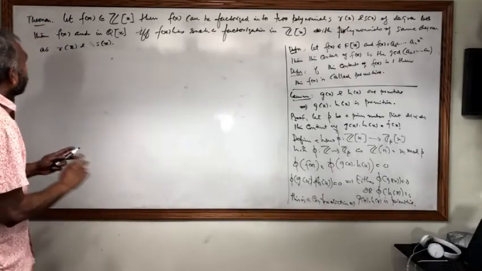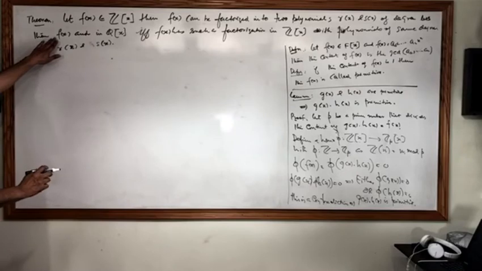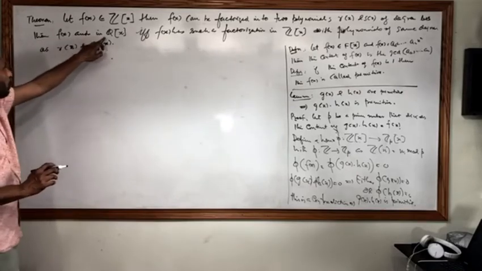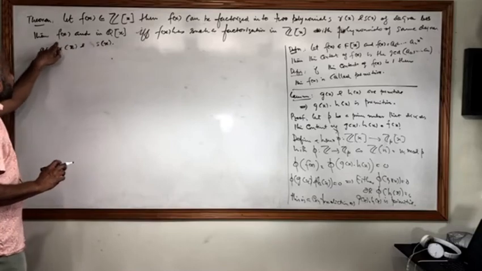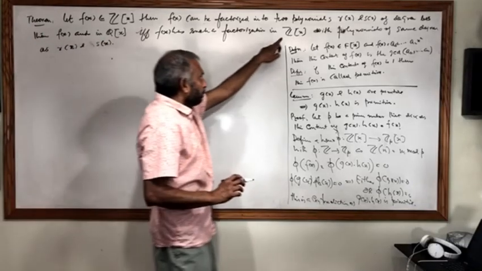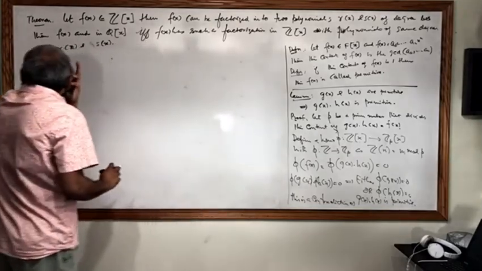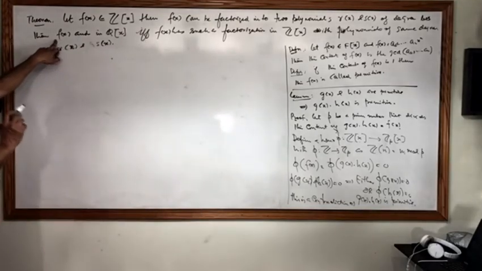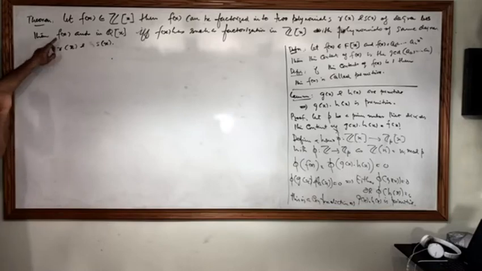Now let us come to the main theorem. What we need to prove is, if f of x has factors in Q of x, it also has the same kind of factors in Z of x. We are going to assume that f of x is primitive, because if it is not primitive, we can take the content outside and make it primitive.